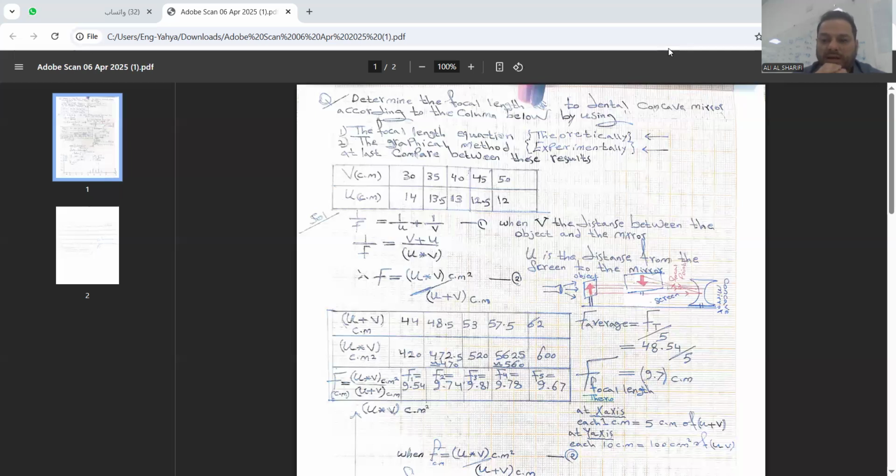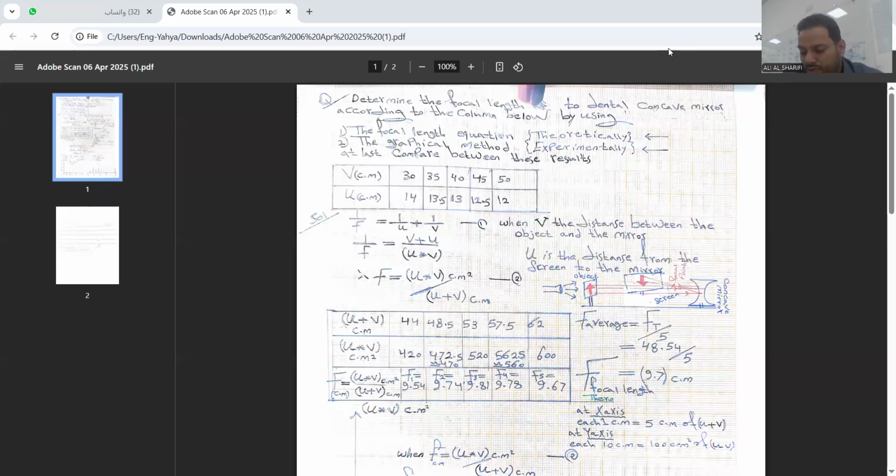method, okay? Like the question says, determine the focal length of the concave mirror. Here, not a lens, be careful. According to the column below, by using the focal length equation and the graphical method. Both of these two ways will lead to the same result, and after that, we will do a simple comparison between them. Okay, in this week's experiment, we have so many similarities with previous experiments.